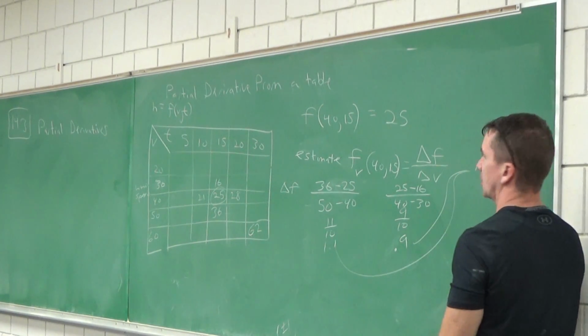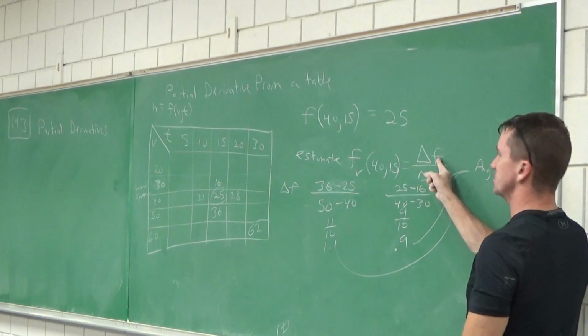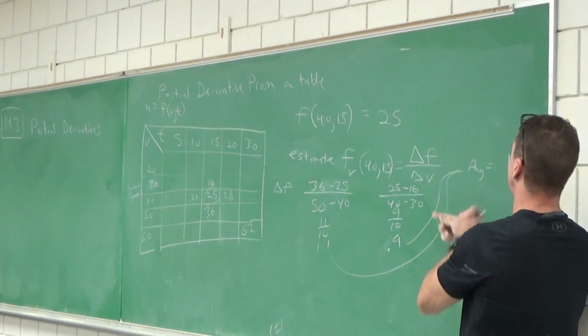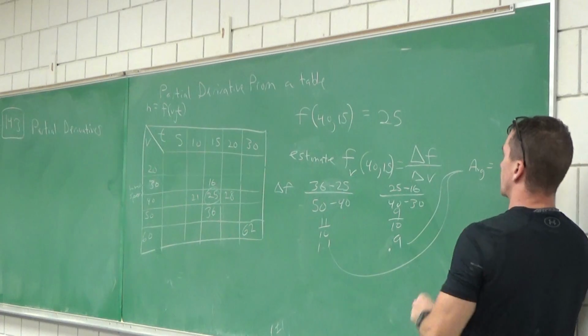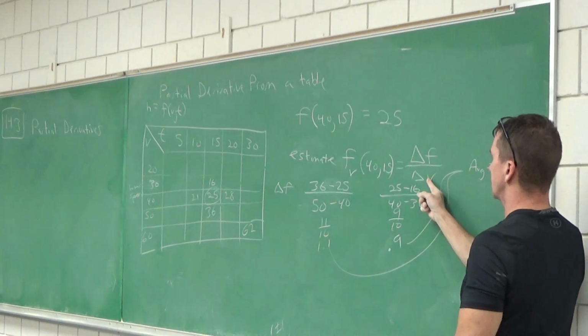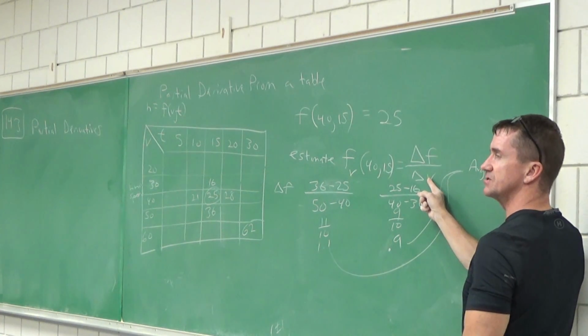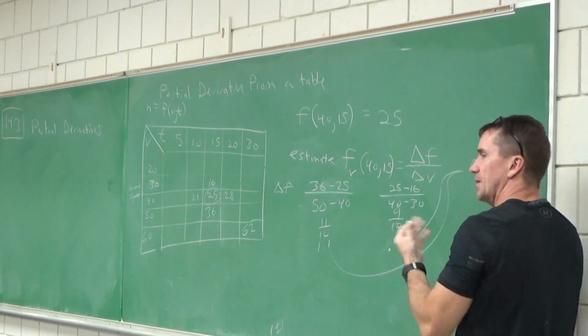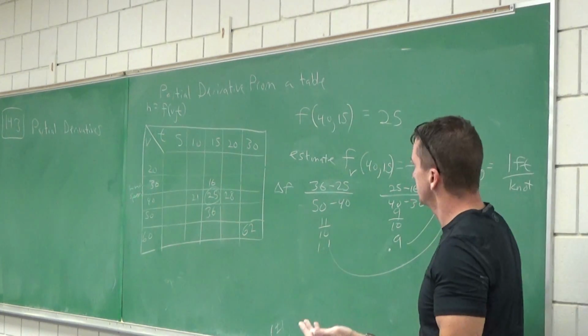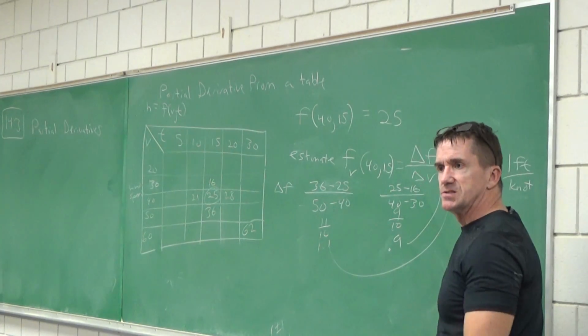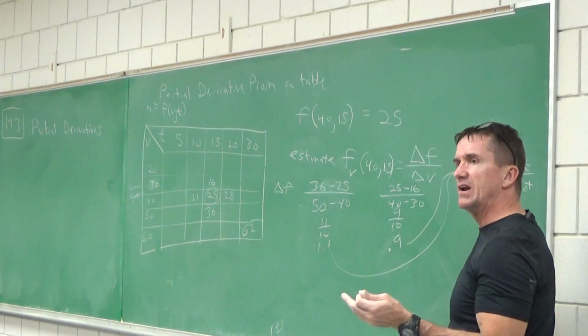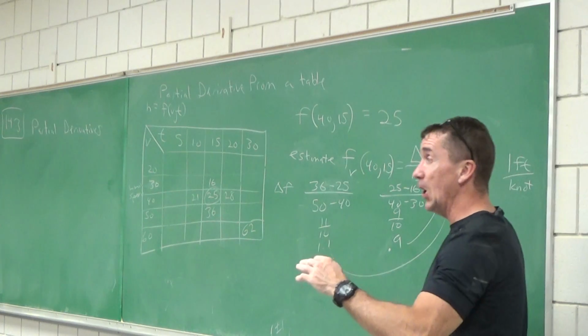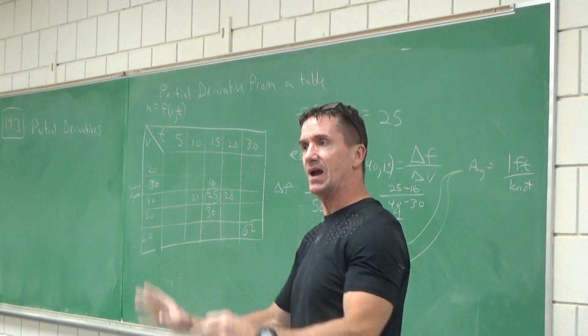Now, when we talk about units, what was this? 1 feet per, what was this? Knot. So 1 feet per knot. So can we talk about this, like what does this really mean? Here's what I would say, because partial derivative, isn't that a rate of change? Oh, it's slope, but it means rate of change, okay.